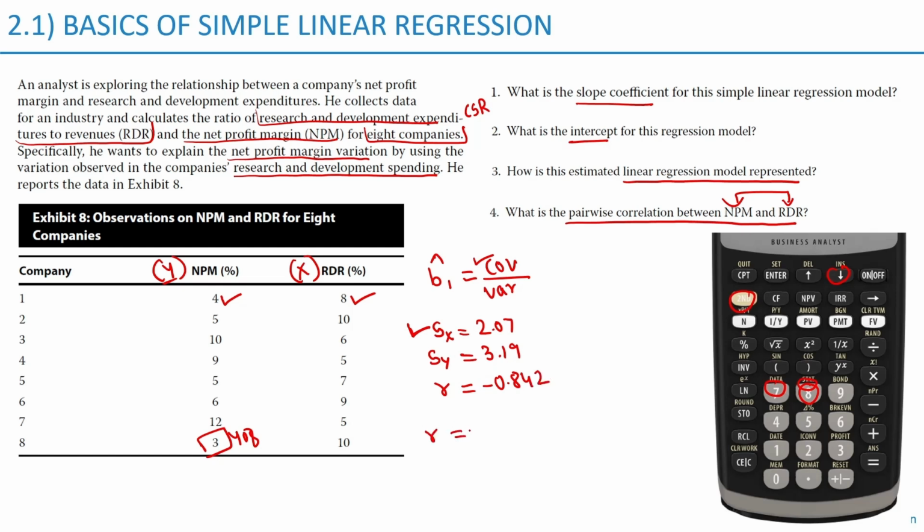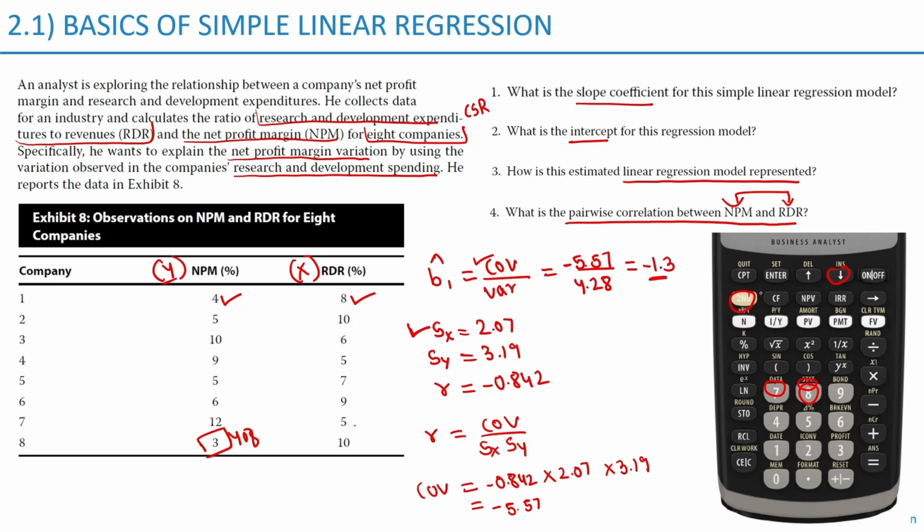So correlation equals covariance divided by the standard deviation of x and the standard deviation of y. Rearranging the formula, covariance equals the correlation, which is negative 0.842, multiplied by 2.07, multiplied by 3.19. So the covariance that we get is 5.57. So the covariance equals 5.57 and the variance equals 2.07 squared, which is 4.28. The covariance is negative and the slope coefficient that we get is negative 1.3.